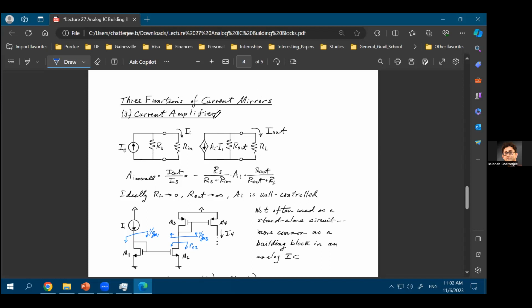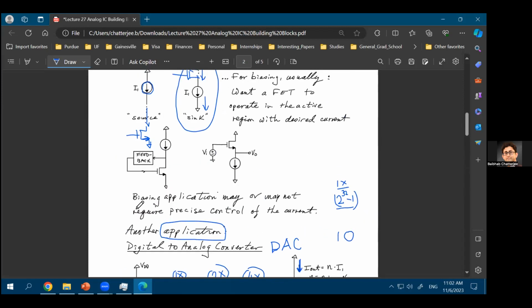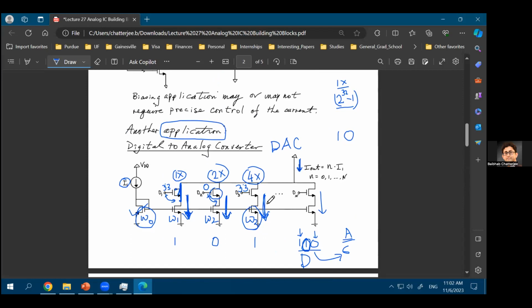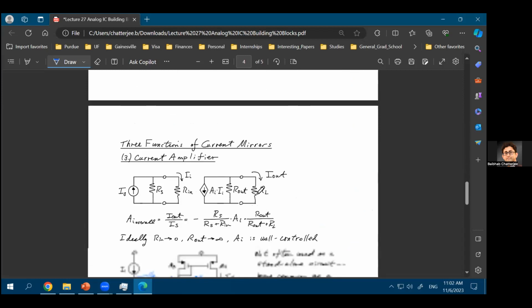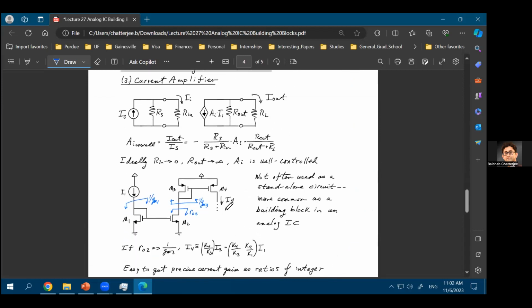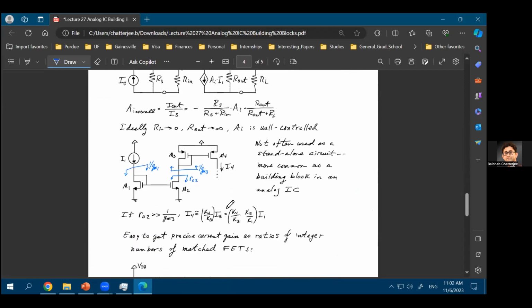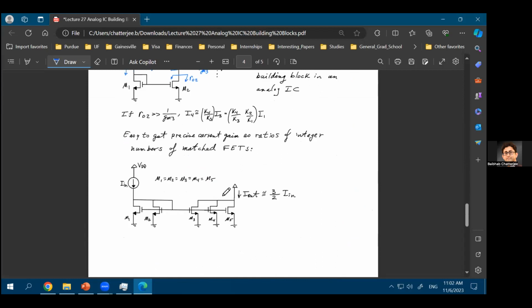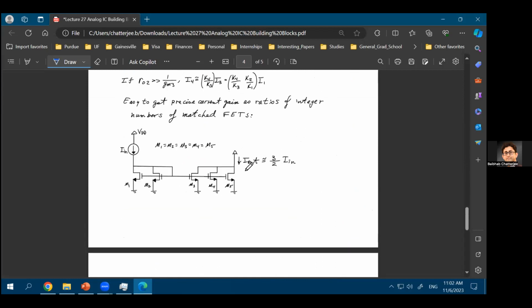But using the current mirror, you can have current amplification. If you have 1x current at your input, you can create a 4x current at your output just by having a ratio of 4:1. So current mirrors do work as a current amplifier. And you can also make them work as a fractional amplifier as well.